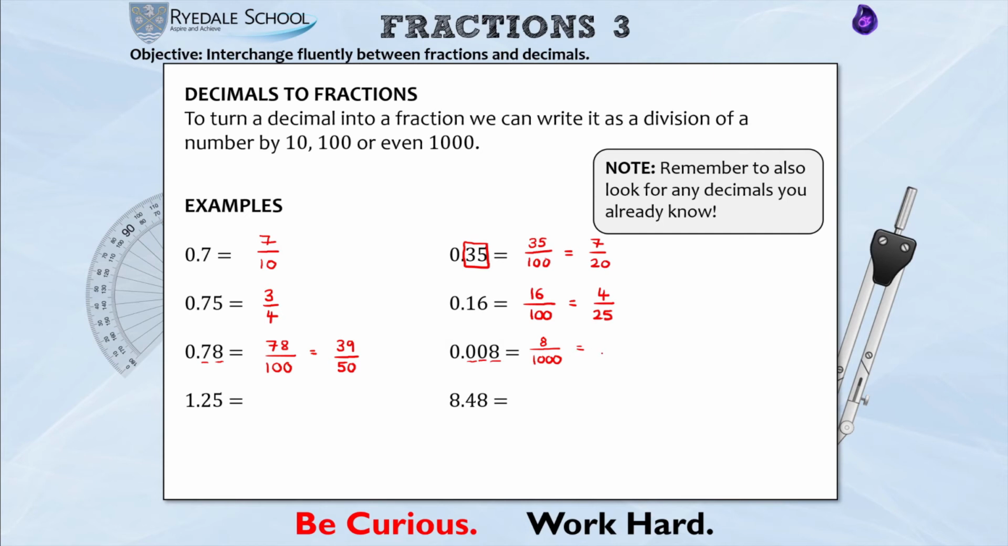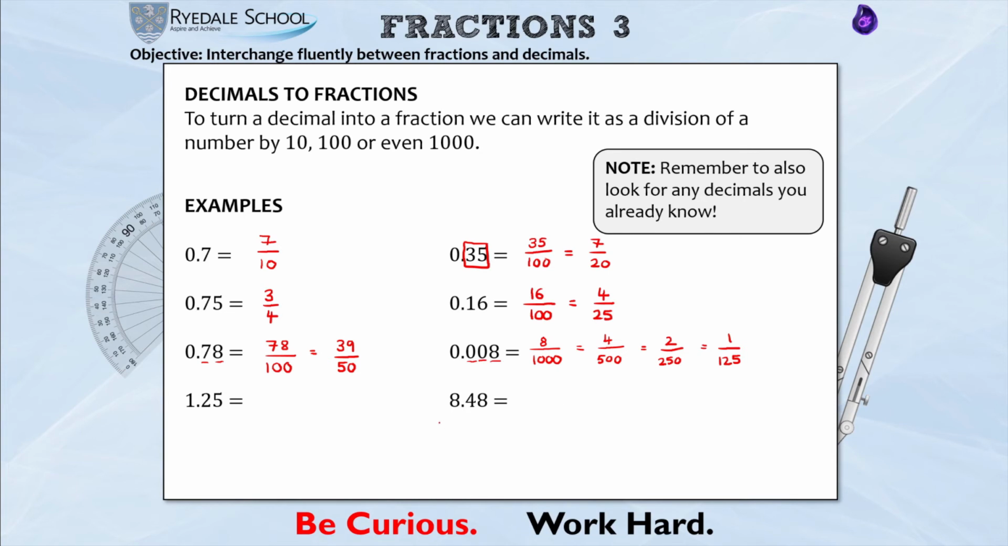But you might want to do it in several steps. You might say, oh, I'll halve to get 4 over 500. I'll halve again to get 2 over 250. But if you divided by 8 straight away, you would have got to 1 over 125. So work with the questions as you feel confident. If you can jump straight to the end, even better.